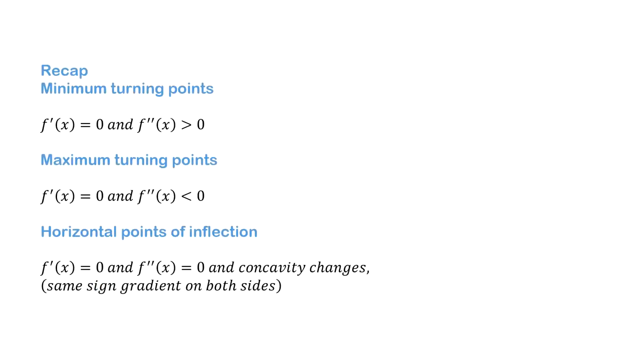To recap the core principles of what we did today: we looked at minimum turning points, and if you have a first derivative that's 0, but the second derivative is greater than 0, that's a minimum. If you have the first derivative as 0, but the second derivative is less than 0, that's a maximum turning point. When they are both 0, we know we have a horizontal point of inflection when the concavity changes.